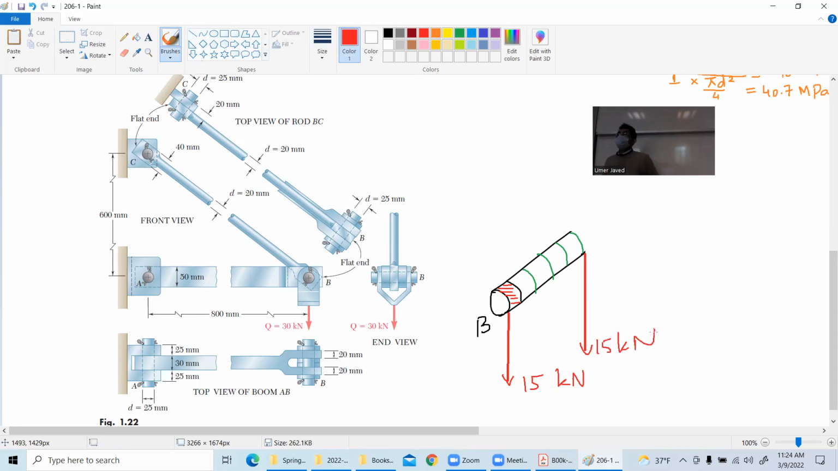Someone raised hands? No? Okay. 30 kilonewton divided into 2. Yes, right. Because look at here. This is 30. It's 15 here and 15 here. So that's why I am just looking at the pen.